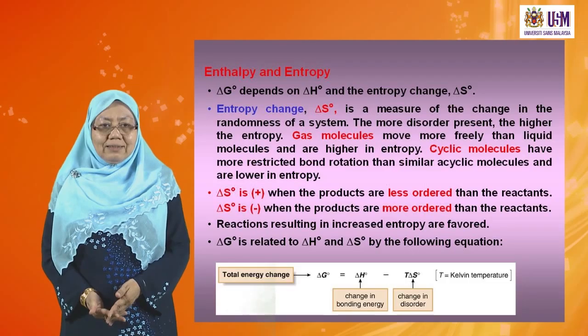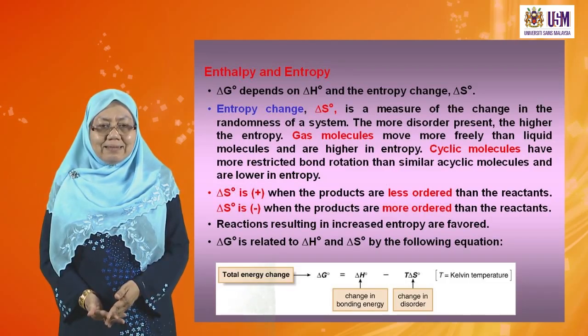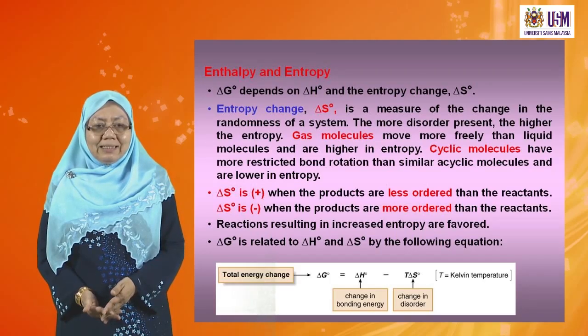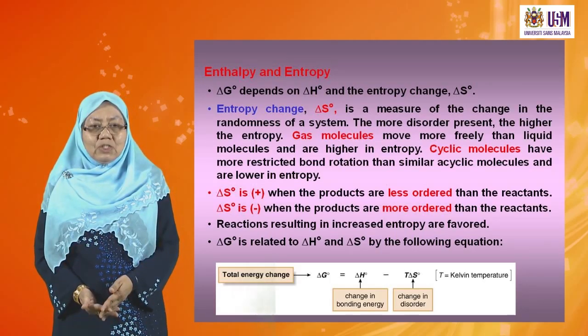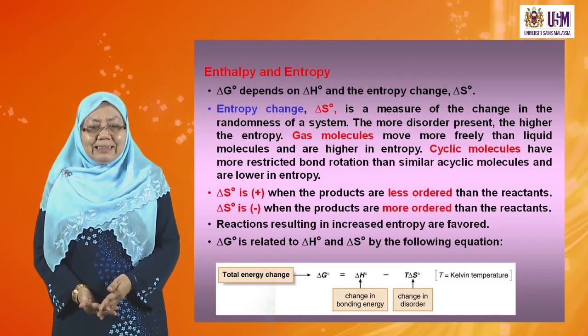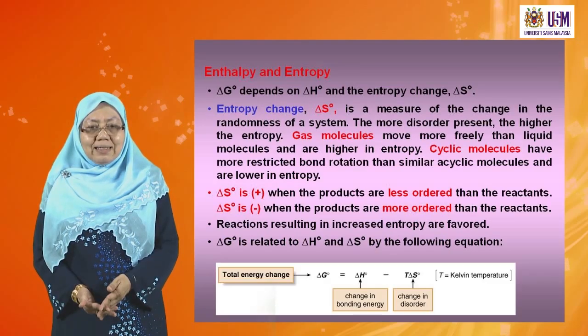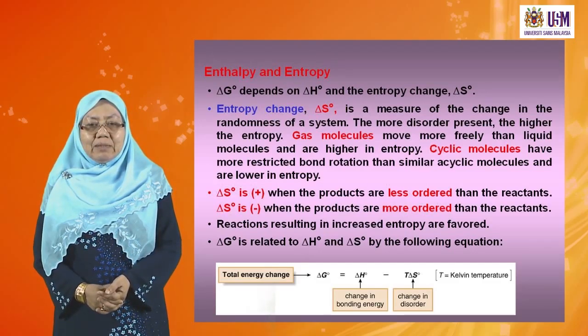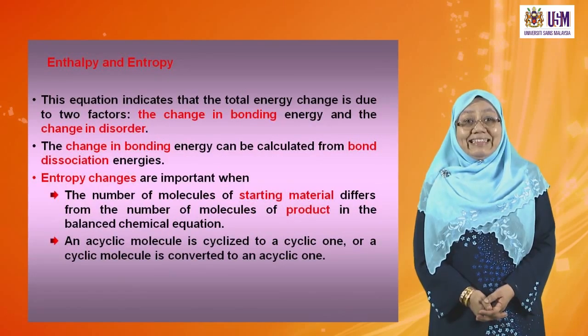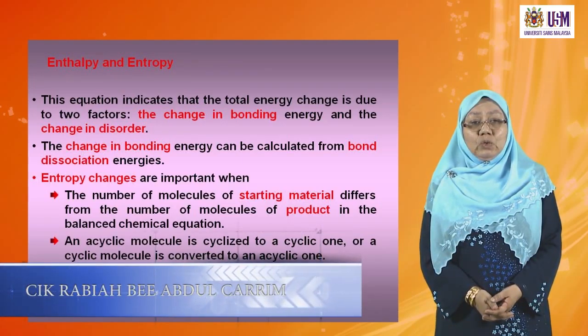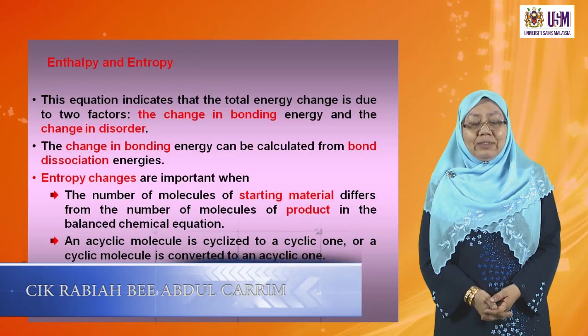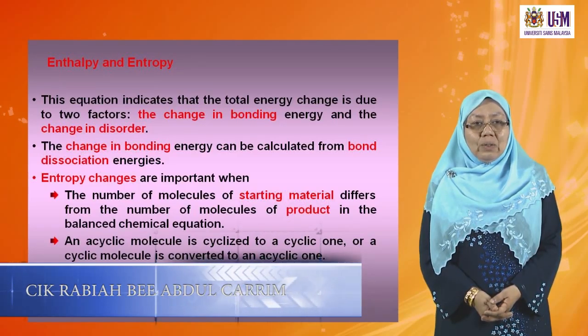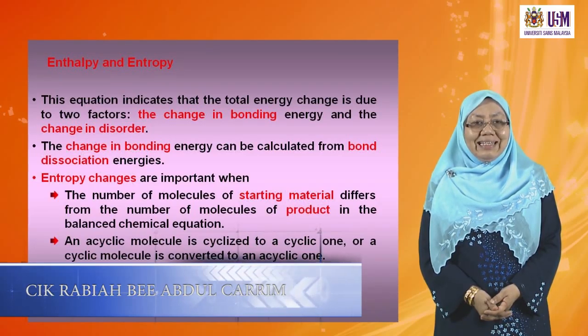Delta G naught is related to delta H naught and delta S naught by the following equation. We see delta G naught, which is the total energy change, is equivalent to delta H naught, which is the change in bonding energy, minus temperature times delta S naught. Delta S is the change in the disorder, and T is the temperature in Kelvin. The equation indicates that the total energy change is due to two factors, the change in bonding energy and also the change in disorder. The change in bonding energy can be calculated from bond dissociation energies.